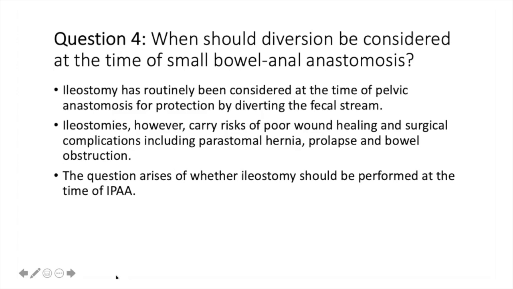Our 4th question evaluated when diversion should be considered at the time of a small bowel anal anastomosis. Ileostomy is routinely considered at the time of pelvic anastomosis for protection by diverting the fecal stream and allowing for a decrease in complications if there's an associated leak from the anastomosis. However, ileostomies do carry their own risks, including poor wound healing and surgical complications such as peristomal hernia, prolapse, and bowel obstruction, both during the time of surgery as well as during the ileostomy takedown.